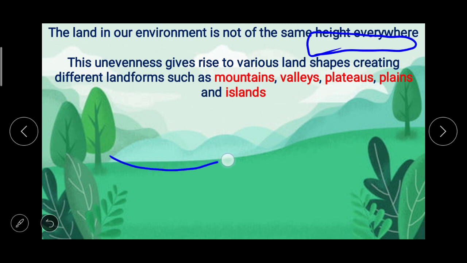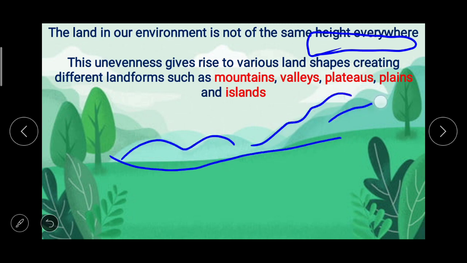For example, this one and this, then this, there is no same height everywhere. And this is called unevenness because it is not the same. This unevenness gives rise to various land shapes, creating different land forms. And these land forms are also known by particular names.